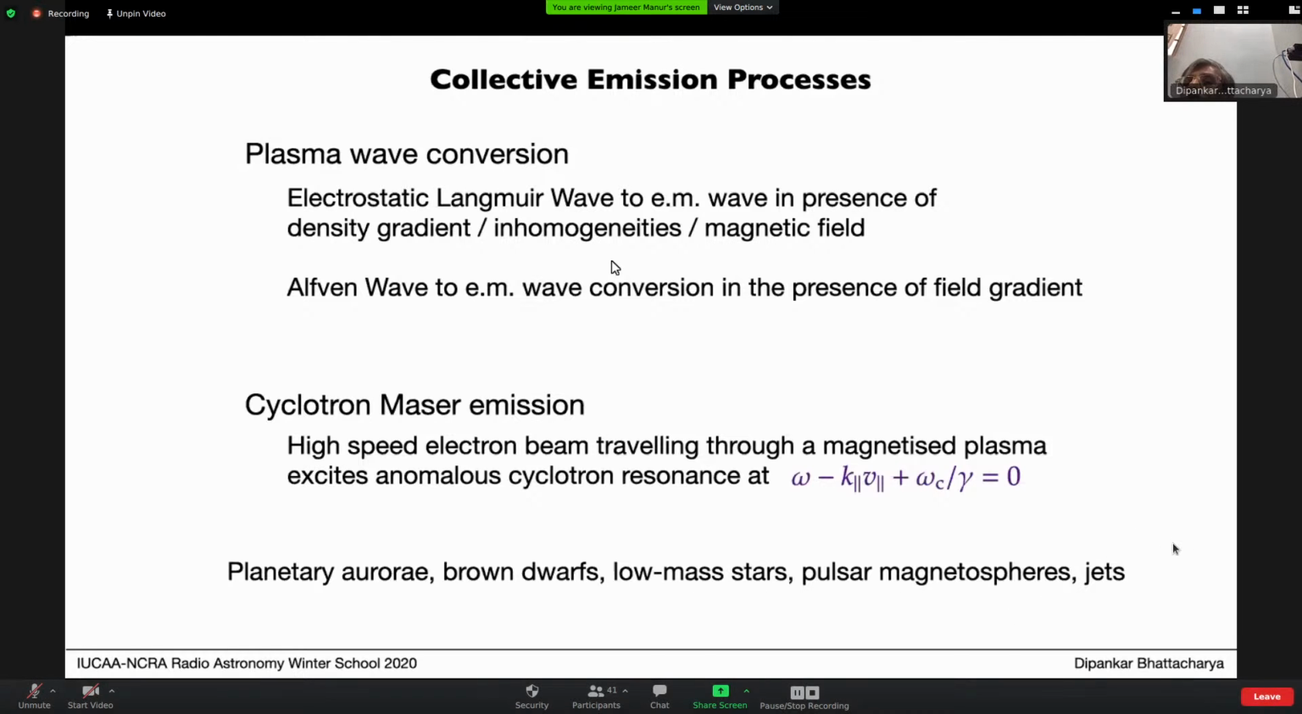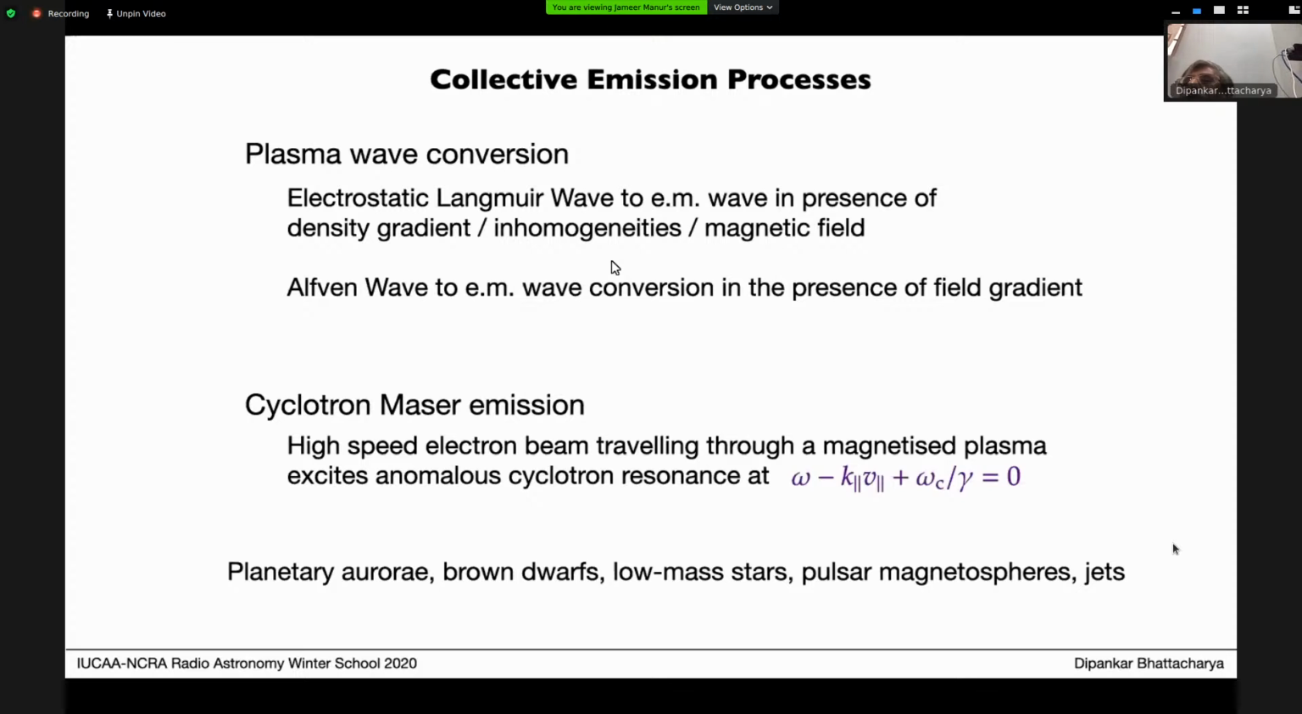Dipankar, there was a question in the chat about multiple peaks in the H1 emission profile. Okay. Can we go back to that slide? I'm sorry, Jamir, could we go back to the H1 emission? Yeah, sure.